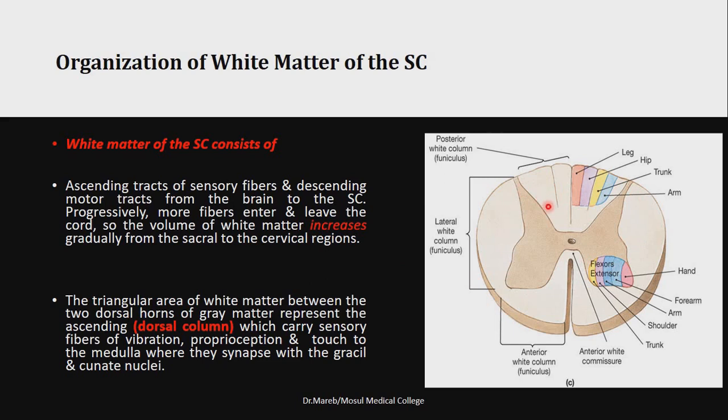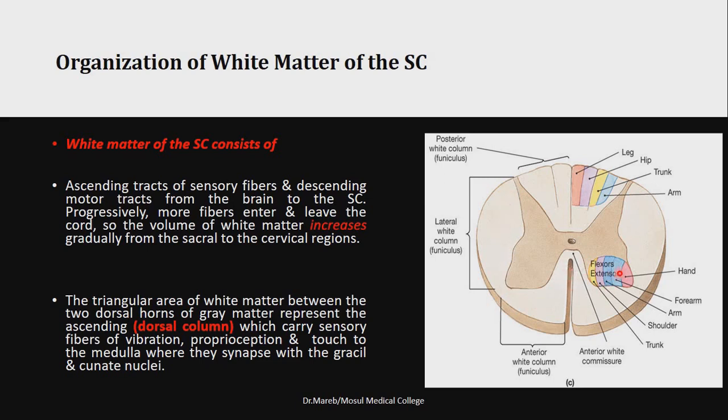Now the triangular area of white matter, which is present between the two dorsal horns, is called the dorsal column. This carries sensory fibers of vibration, proprioception and touch, and these fibers are carried to the medulla, where they synapse with the gracilis and cuneate nuclei. This is the white matter.